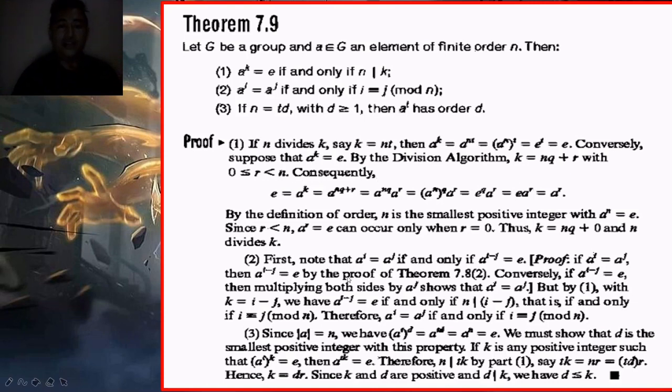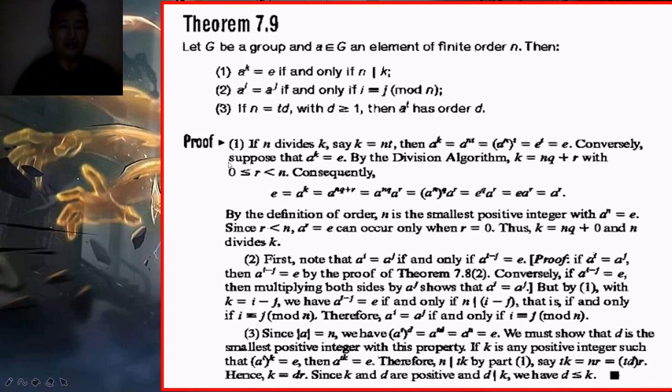Oh. So by definition of order, n is the smallest positive integer with a to the n equals e. Hala, kaniman no. a to the n equals e nya. Si n man ang smallest nya na pag r na hitabo. Yang r kay less than ra ba na ni n. Dadra r is less than n. Nya pay a to the r mo equal ni e. So since r is less than n, so a to the r equals e can occur only when r is 0.